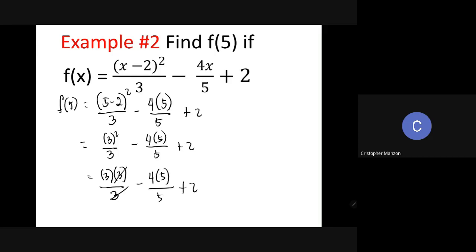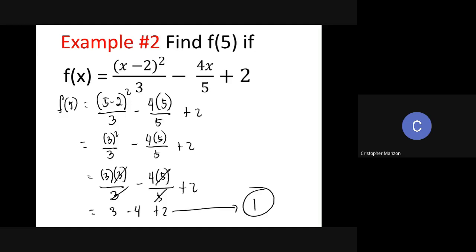And then you can cancel this. You can cancel this. And then you will be left with 3 minus 4 plus 2. The final answer is 1. 3 minus 4 is negative 1. Negative 1 plus 2 is equal to 1.